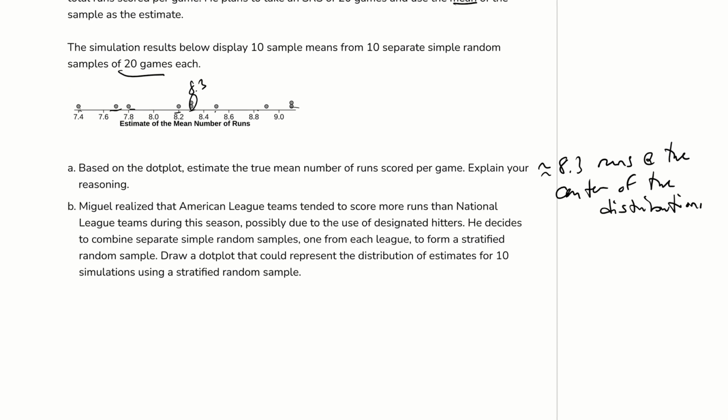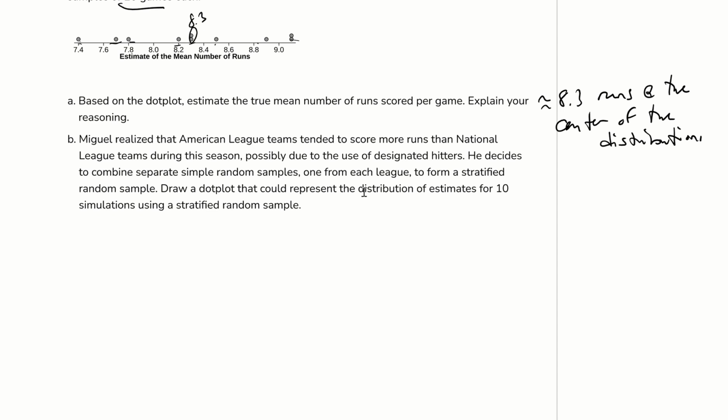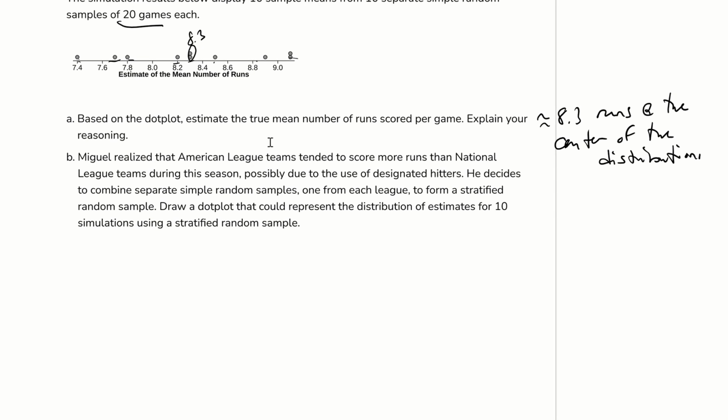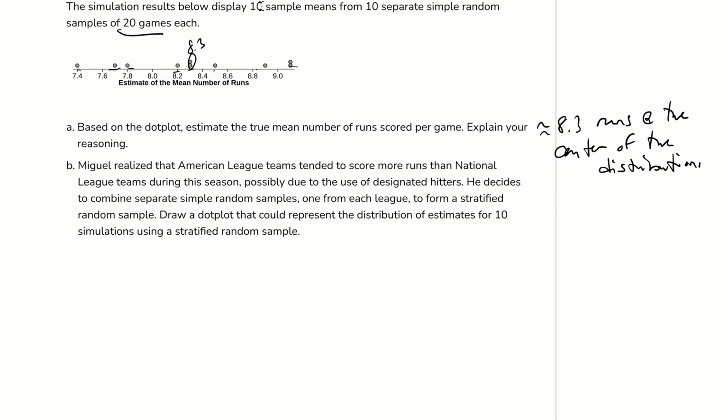All right, so for part B, Miguel realized the American League teams tended to score more runs than the National League teams during the season, possibly due to the use of designated hitters. He decides to combine separate simple random samples, one from each league, to form a stratified random sample. Draw a dot plot that could represent the distribution of estimates for 10 simulations using a stratified random sample.